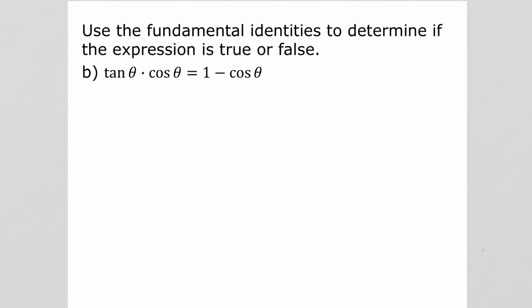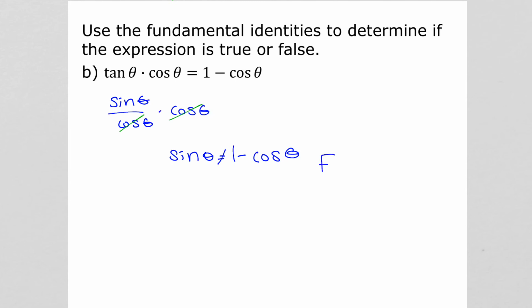Here, we're trying to show that tangent of theta times cosine of theta is equal to 1 minus cosine of theta. So let's change tangent to sine over cosine. Our cosines will cancel out, and we're just left with sine. There's not a whole lot else we can do with sine. And sine is not equal to 1 minus cosine. So this one would be false.